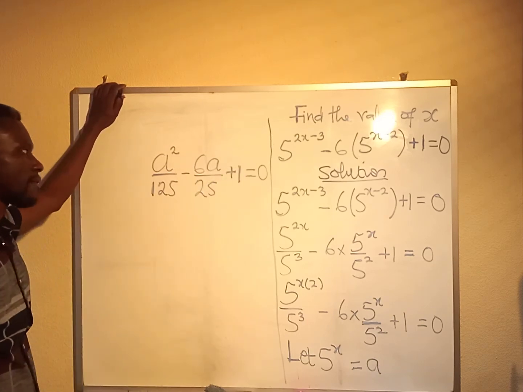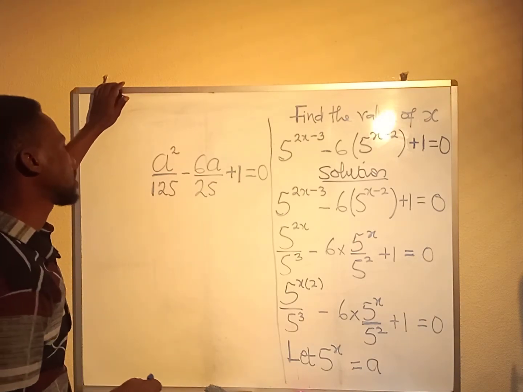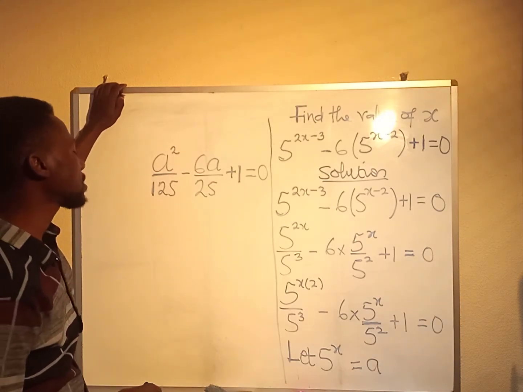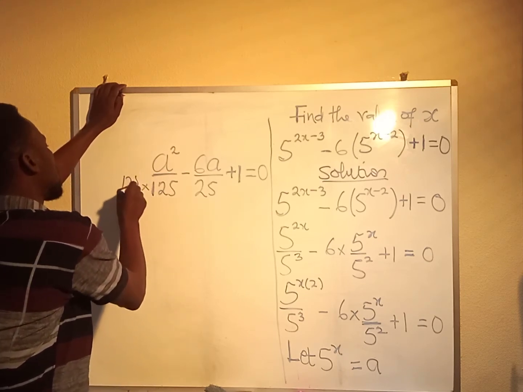So this is what we have. Now this is a quadratic equation, so we are going to do away with this fraction. And then, what is the LCM of the denominators? The LCM of the denominators is 125. So we shall multiply through by 125.